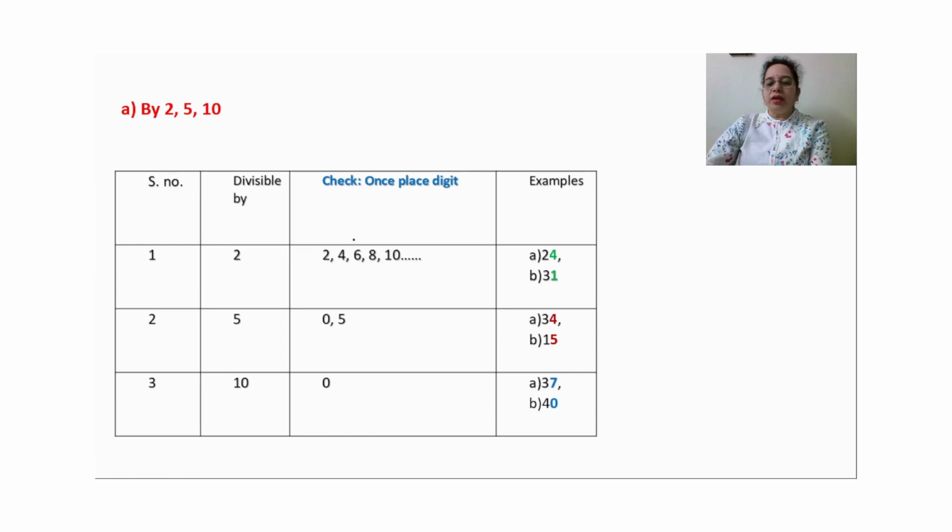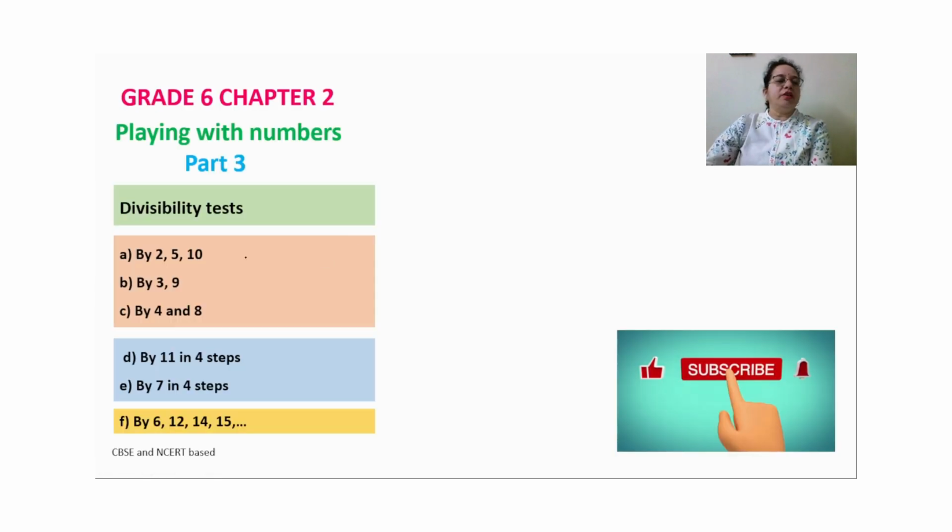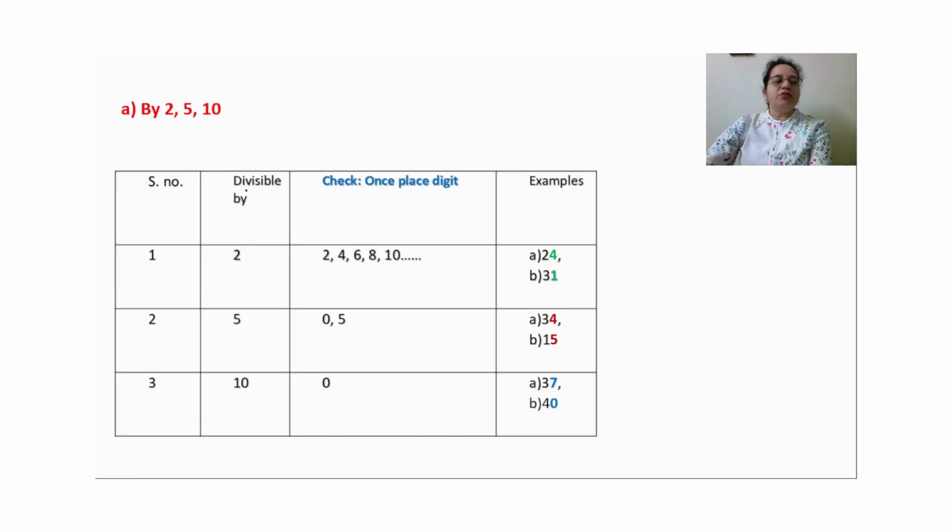I have divided this divisibility test into different parts: by 2, 5 and 10, by 3 and 9, by 4 and 8, by 11, by 7, and by 6, 12, 14 and 15, because the divisibility test is the same for the given numbers, so that it is easier for the child to understand. So let us start with the first set of numbers, that is 2, 5 and 10.